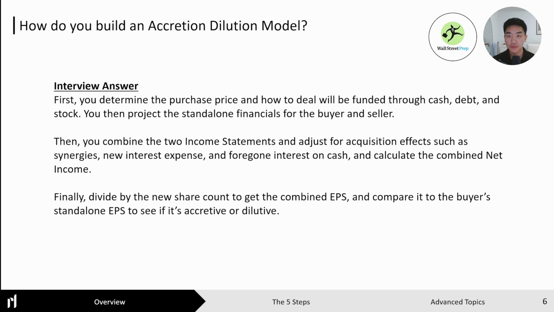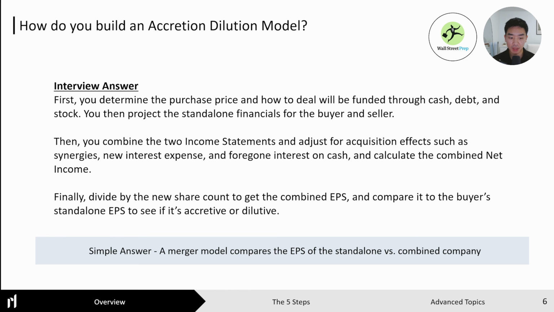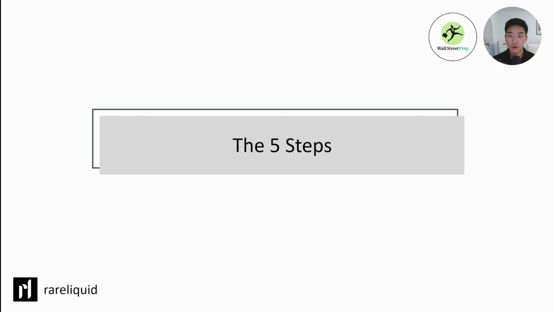So this is also an overview of what we're going to be going over today. A very simple answer though, if you were to explain it to a 5-year-old, is that a merger model, which is the same thing as an accretion dilution model, compares the EPS of the standalone versus combined company. So that's an overview of what accretion dilution is.